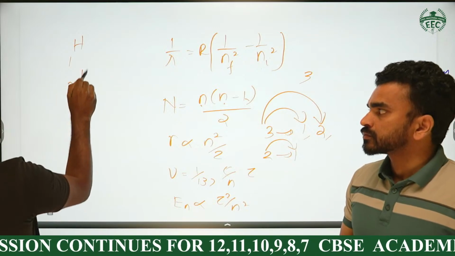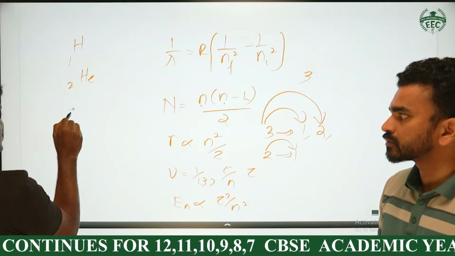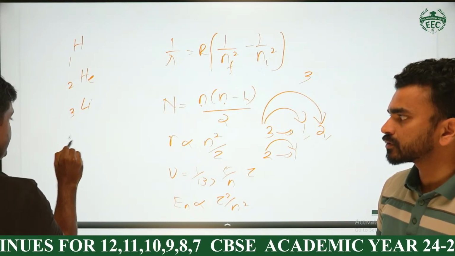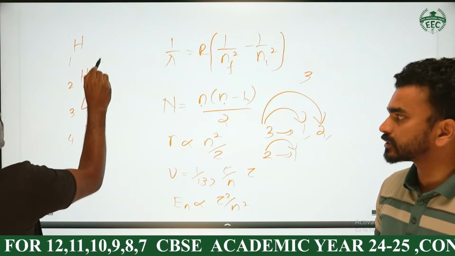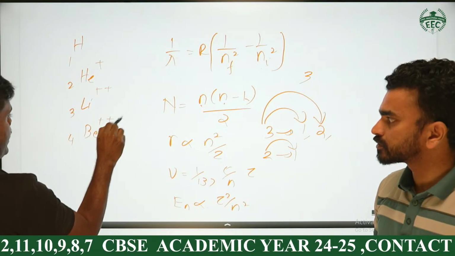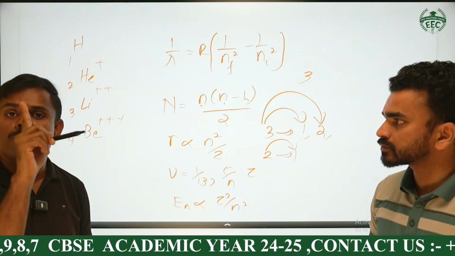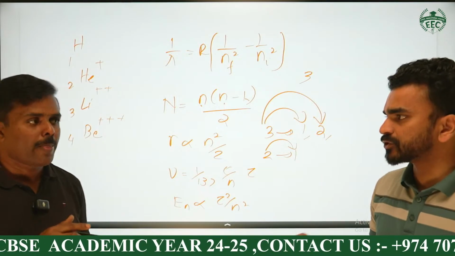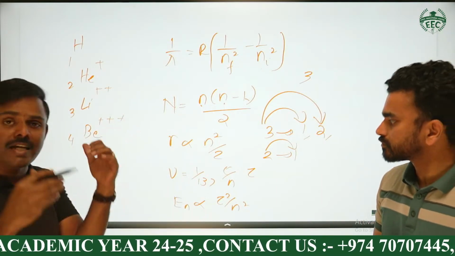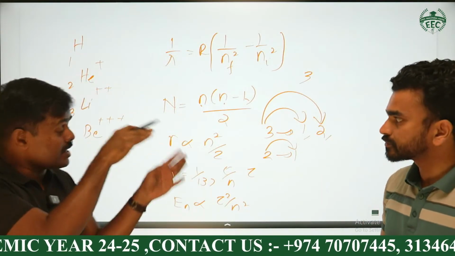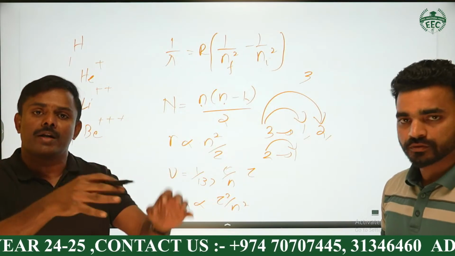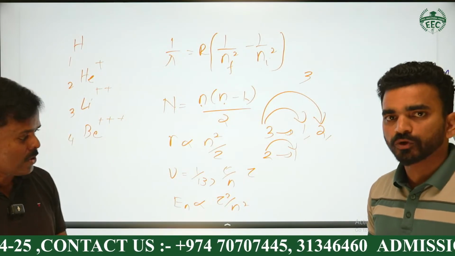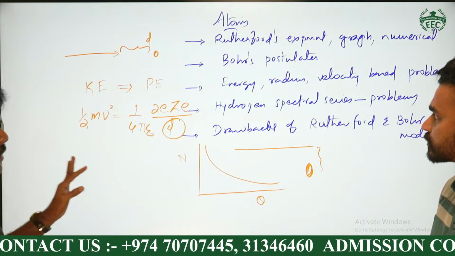Hydrogenic atoms are hydrogen, singly ionized helium, doubly ionized lithium, and triply ionized beryllium. All of these have only one electron each. That's what we call a hydrogenic atom. Okay, so there is a limitation for the Bohr model: it could be applied to hydrogenic atoms only. I think we are done with it.